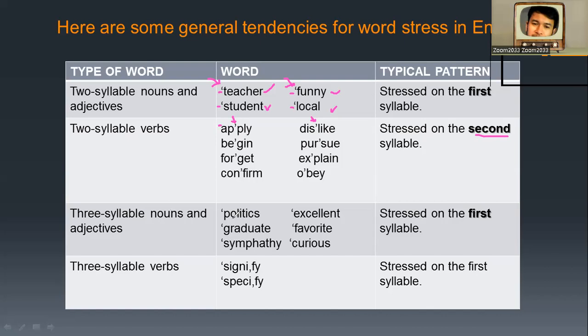For instance, we have politics, three syllables. The stress is on the first syllable: graduate, sympathy, excellent, favorite, career. So this is stress on the first syllable. Okay, again, this is the sign for stressing.